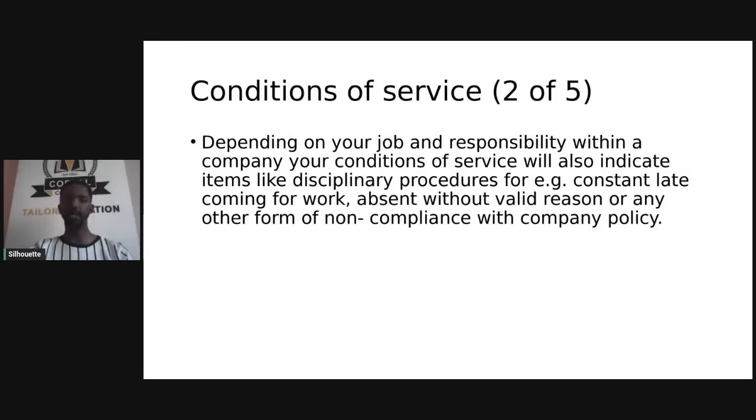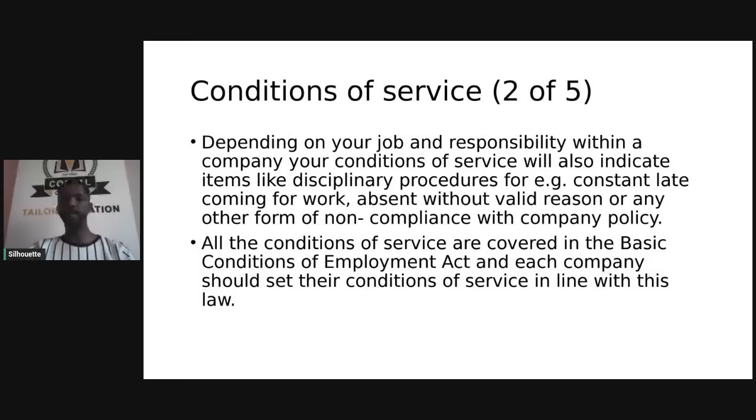So if you are always late or you broke the rules of the company or the place that you're working at, disciplinary procedures or processes will be followed to discipline you. And then all the conditions of service are covered in the Basic Conditions of Employment Act, and each company should have a set of conditions of service in line with this law or this act.